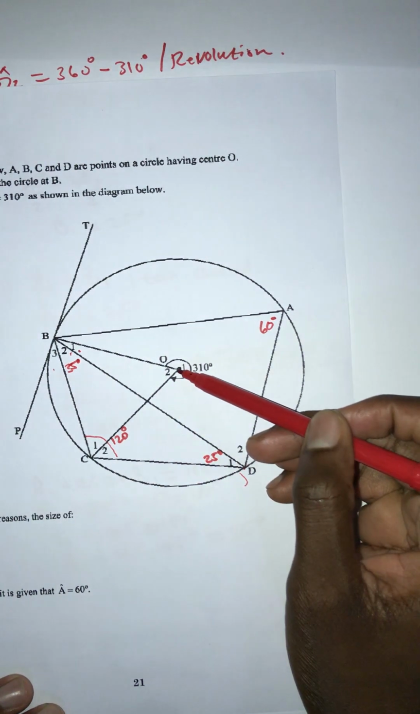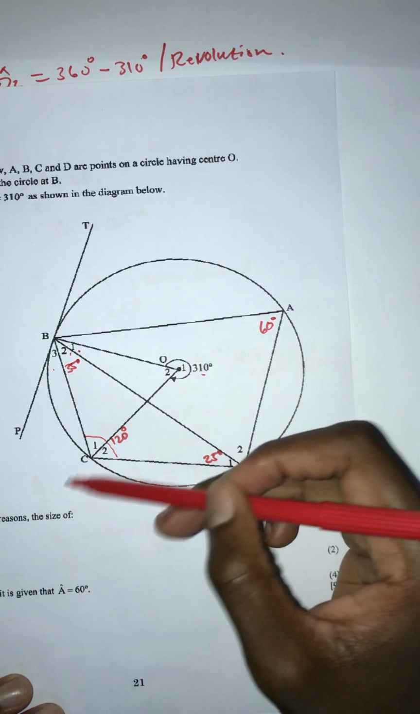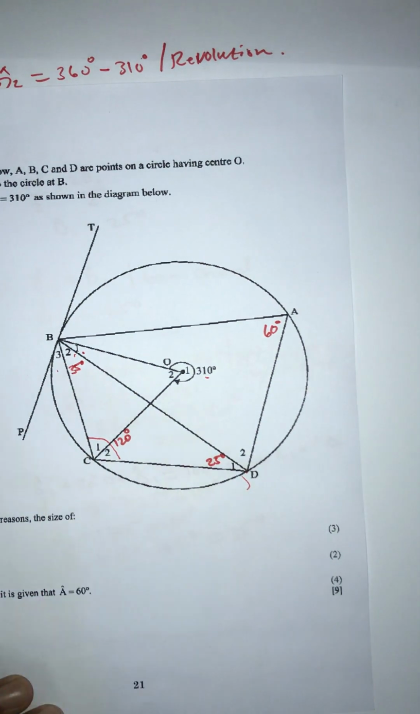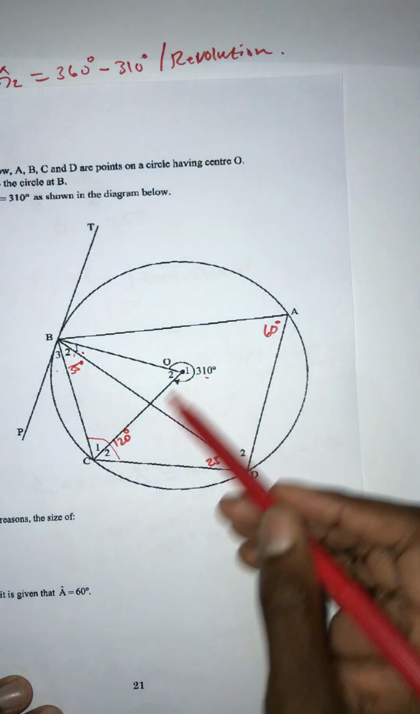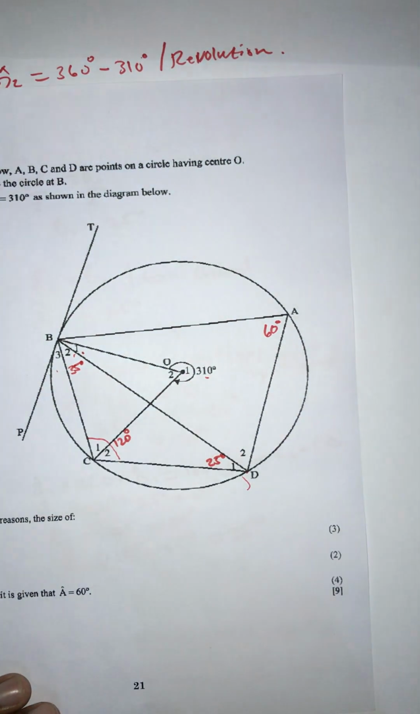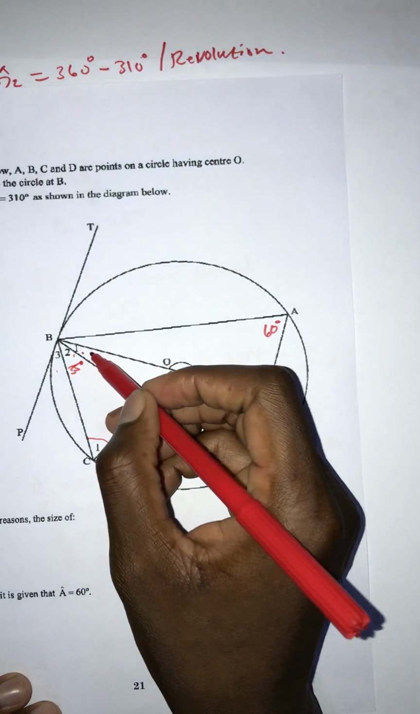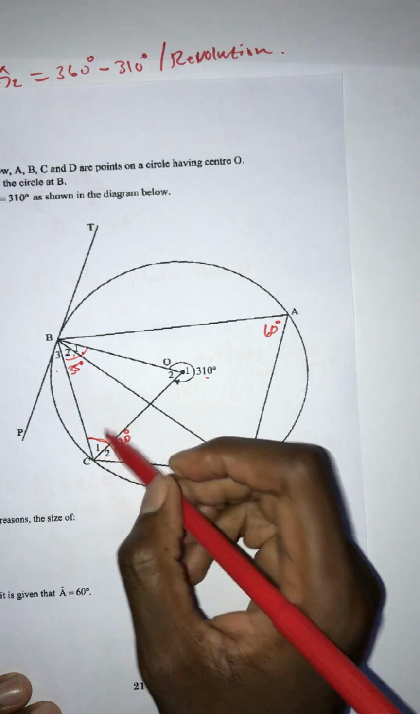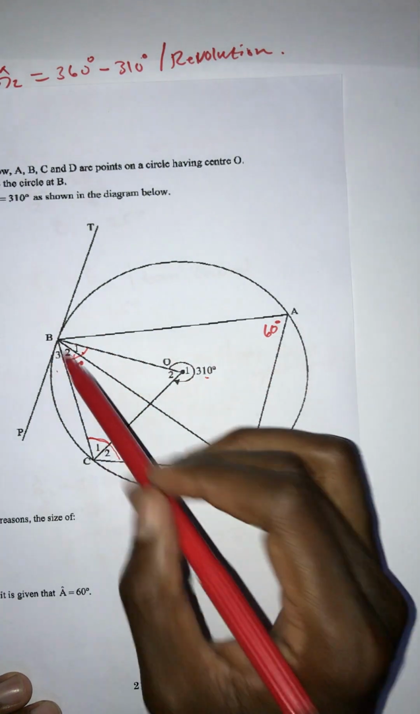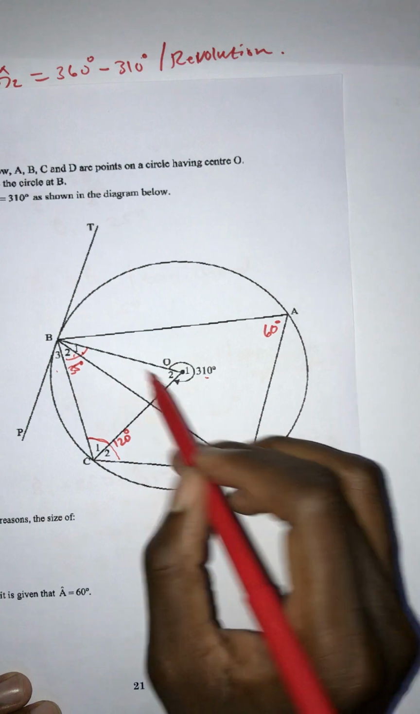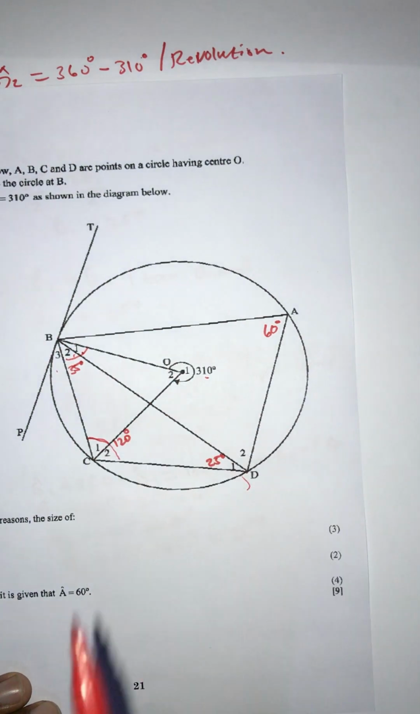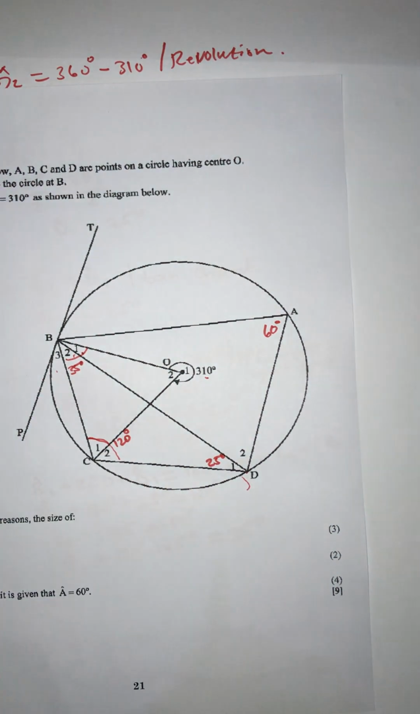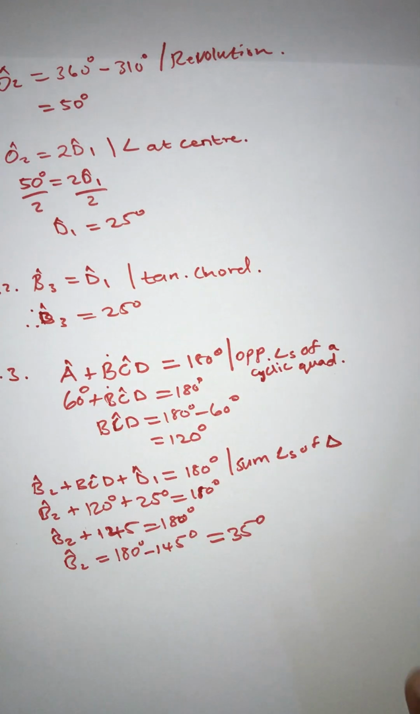but let's check this. We have a radius here, OC and OB. OC and OB are radii, radius 1, radius 2. So this OC is equal to OB. That means they form an isosceles triangle. It means that C1 is equal to angle OBC. C1 is equal to angle OBC, which is this whole angle here. So let's go ahead and calculate that angle now.